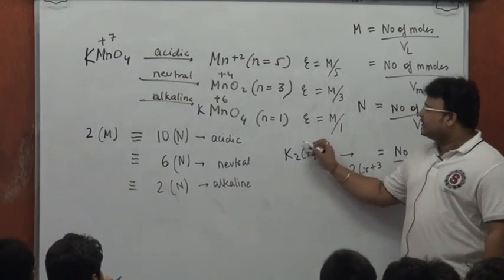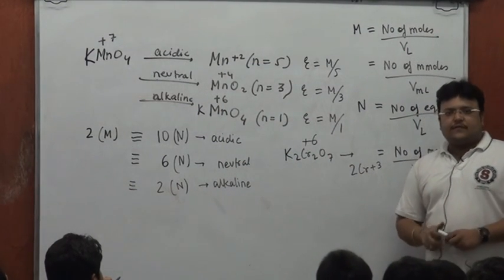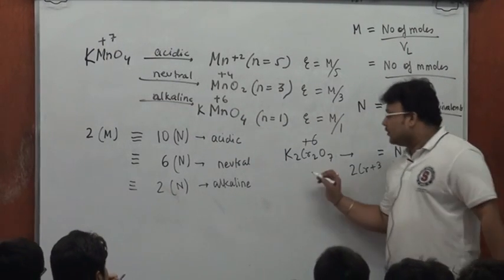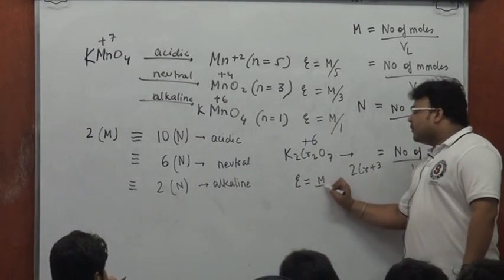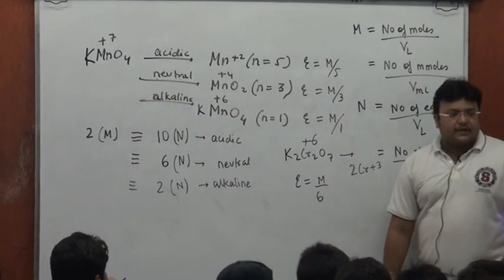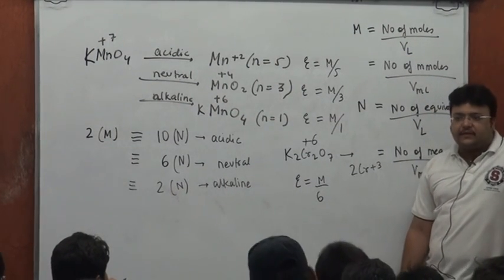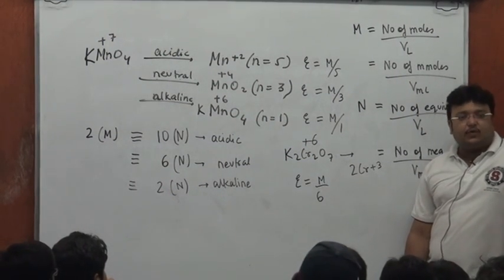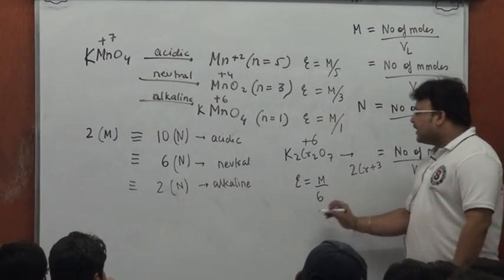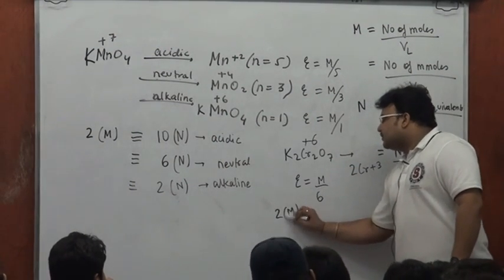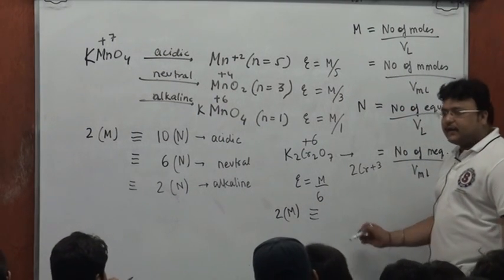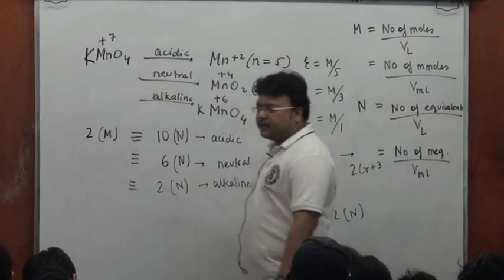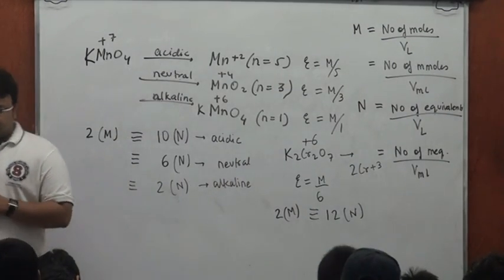Plus 6 to plus 3. For 1 chromium it was 3 units, for 2 chromium it was 6 units. Yes or no? So we agreed that equivalent weight will be molecular weight upon 6, n factor will be 6 here. Which means 1 mole has 6 equivalents. So for K2Cr2O7, if I present you a 2 molar solution, this would not be very bothering if I tell you it's the same as 12 normal. 2 molar solution of K2Cr2O7 will be a 12 normal solution.